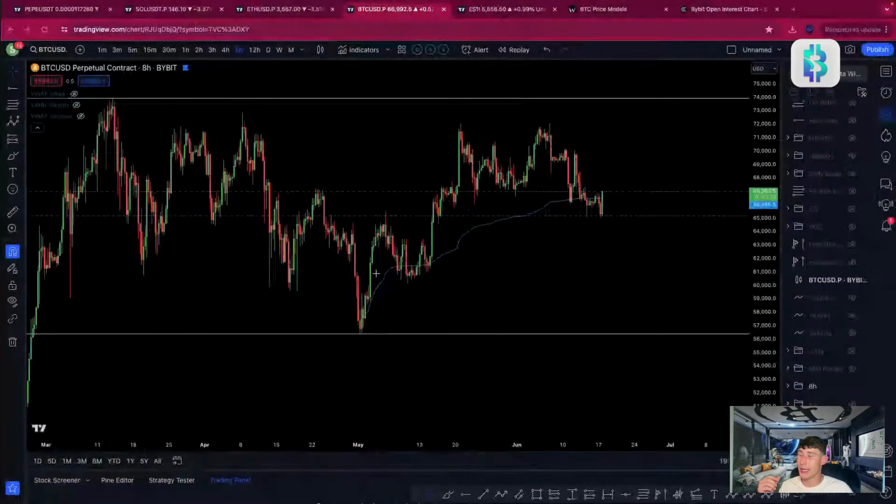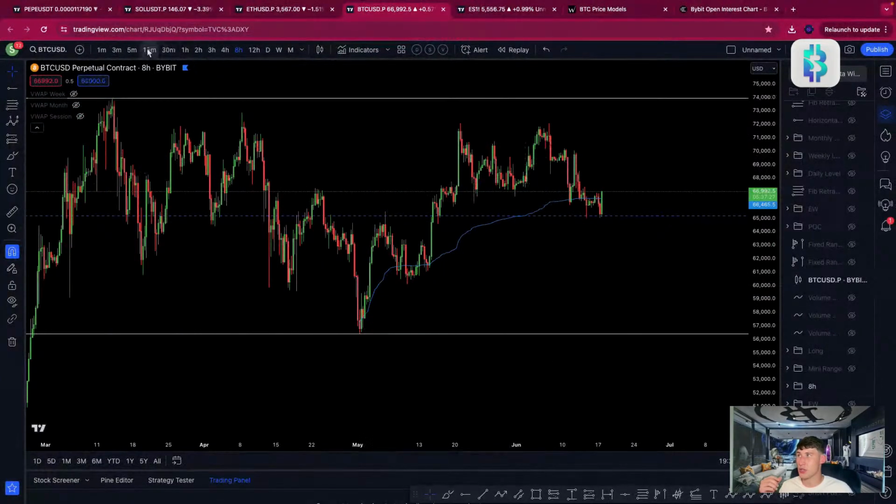Okay, internally within these ranges. Because I've been zooming in, I've been looking at the lower time frames. I can see some comments coming in. I will look at them in 2 secs. But yeah, I've been taking a lot of trades internally within this range.